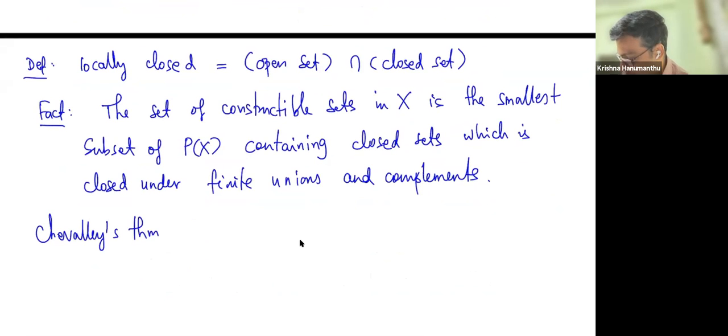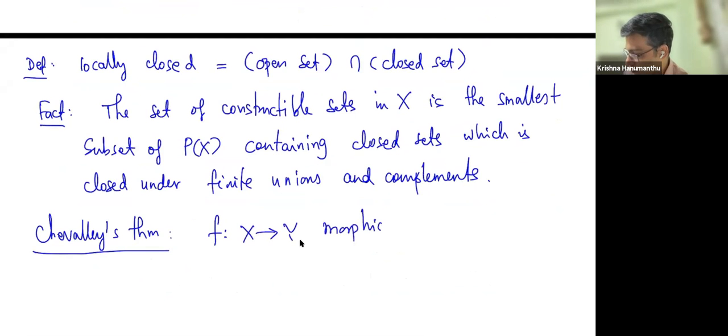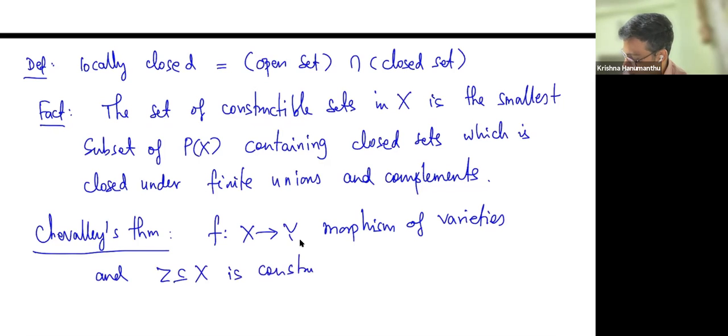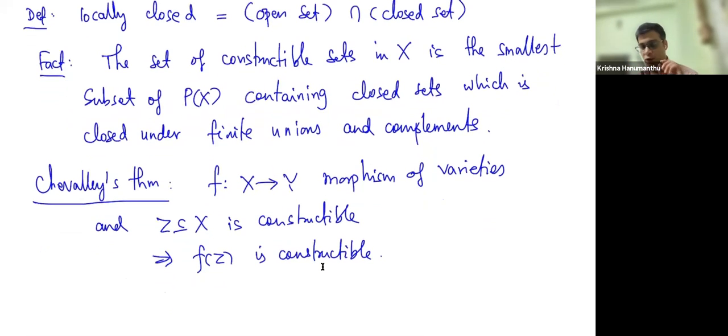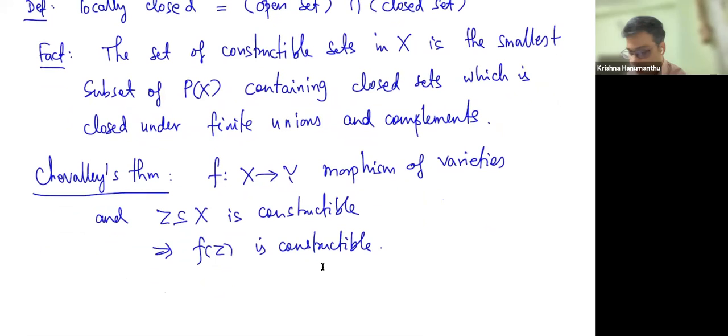and this was mentioned at least once before, or maybe more than that. If F is a morphism of varieties, and let's say Z inside X is constructible, this implies F of Z is constructible. Okay. So this is important because constructible sets have this nice property that their images are also constructible.